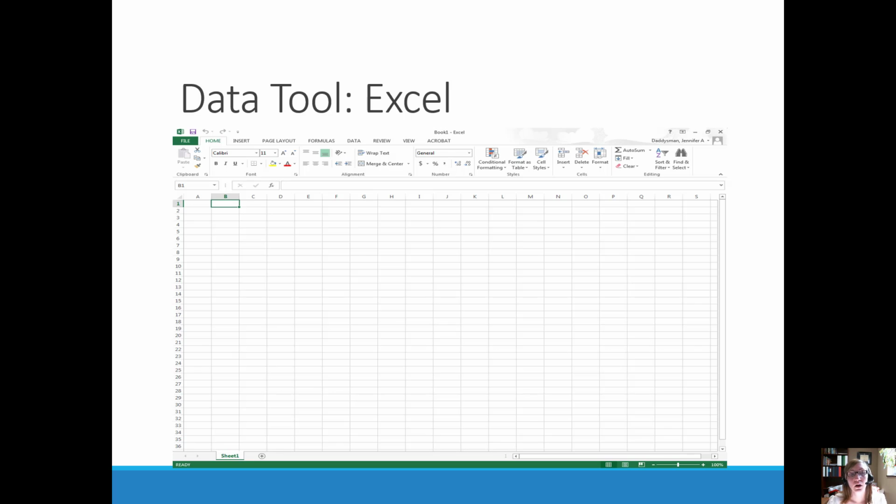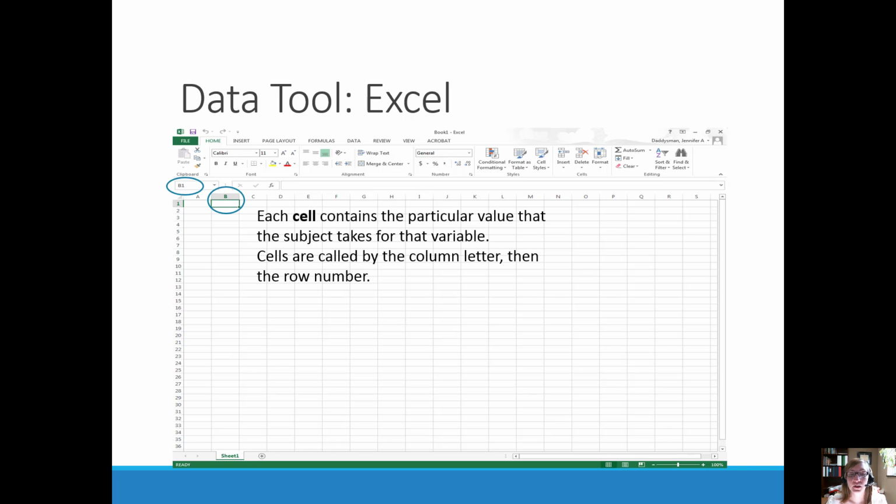Data in Excel are arranged in rows and columns. Each row represents a subject. Each column represents a variable. Each cell contains the particular value that the subject takes for that variable. A cell is an intersection of a column and a row.